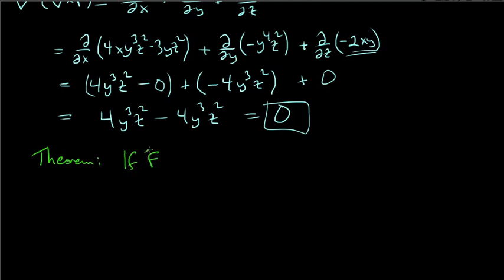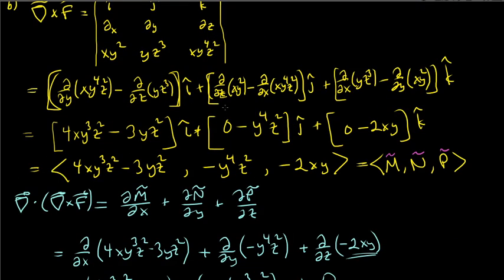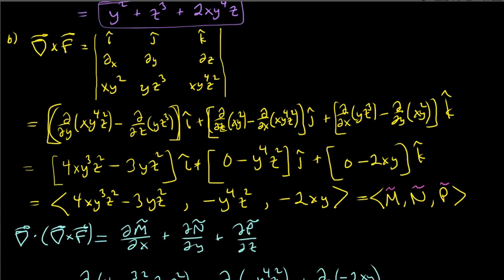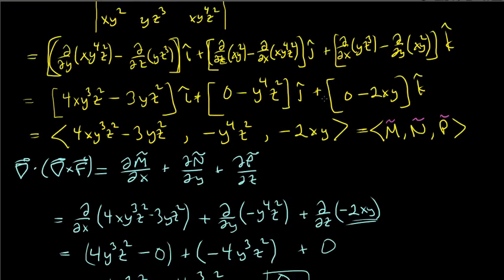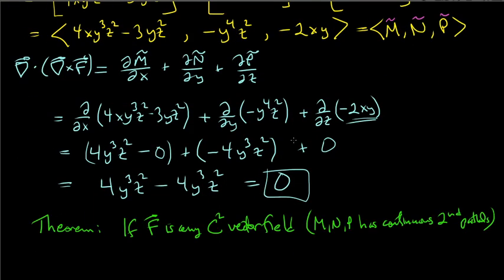If F is any vector field, okay, maybe not any vector field, but any C2 vector field. What do I mean by C2 vector field? It's M, N, and P having continuous second partial derivatives. And if you've noticed, all our examples are not just continuous, but differentiable. The second derivatives are continuous. The third derivatives are continuous. We're only dealing with nice continuous, infinitely differentiable functions: differentiable 2 times, 3 times, 4 times.